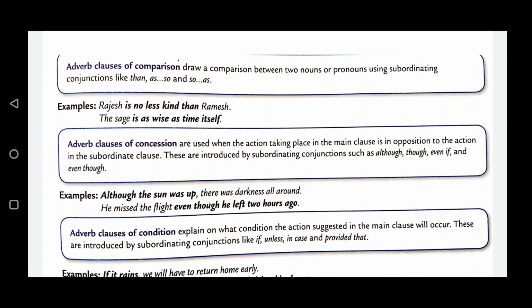These are introduced by subordinating conjunctions such as although, though, even if, and even though. So these are the only words which are normally used for adverb clause of concession. So from these subordinators also, you can come to know whether the sentence is an adverb clause of concession. That is though, although, even if, even though.